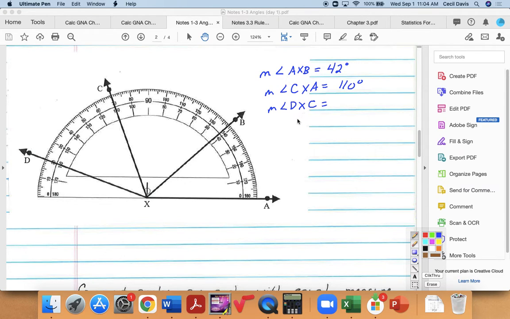For this one, what we're going to do, it's a little bit like what you did on a number line for finding out how long the segment is. You're just going to take the big number minus the small number and subtract. And you can use either the inside scale or the outside scale. It does not matter. So let's say we're using the inside scale. This is what, 160? And that's 110. So we could do 160 minus 110 is 50 degrees. So what kind of an angle is that? Acute.